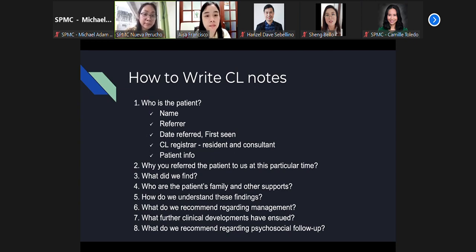In this format, first there is the general data of the patient, and it mentions why the consultant referred the patient to us at this particular time, our findings, and then who are the patient's family and other supports, how we understand these findings. This is the link between the psychiatric and the medical, and how we recommend regarding management and further developments and follow-up. We'll be taking this up one by one.